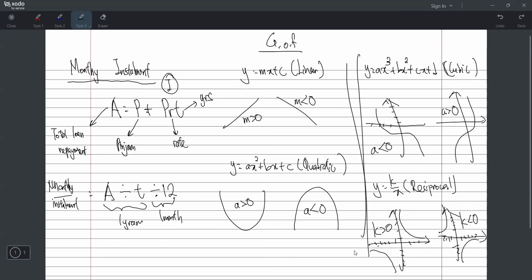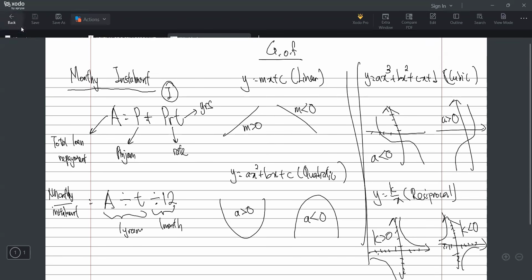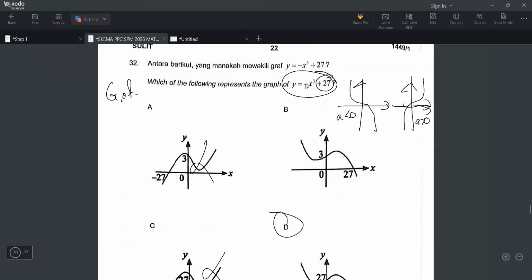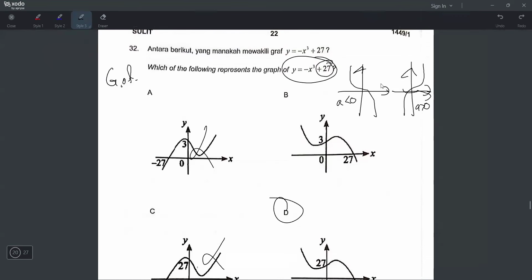Ini cara saya ingat. So when I do this question just now, I did it the same way. I look at the A negative. I know there's two possibilities, right? So I know it's this version because this is the negative region.